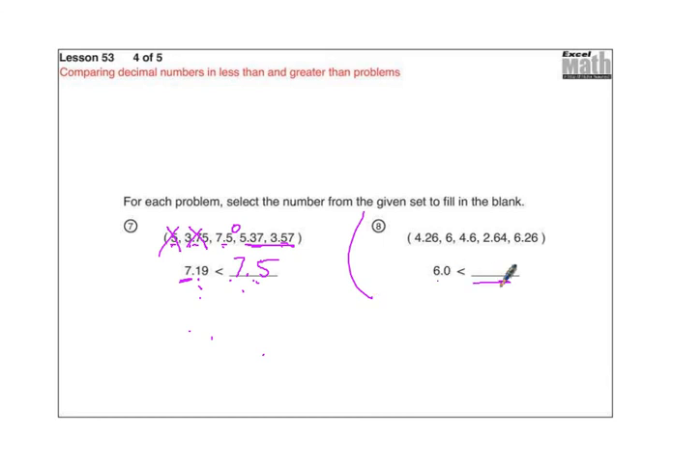Again, we're looking for the larger number here because the less than symbol shows that this number is going to be bigger over here. So we're looking for a number that's bigger than 6. Is 4.26 bigger than 6? No. 6 is equal to 6. 4.6, 2.64, and 6.26. We got a little extra on the 6 right there. So 6.26 is the correct answer for that problem.